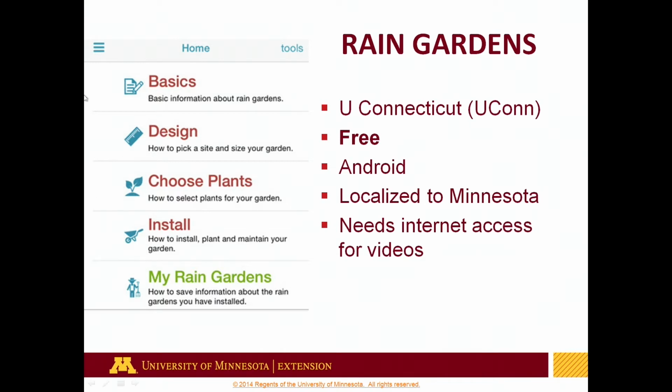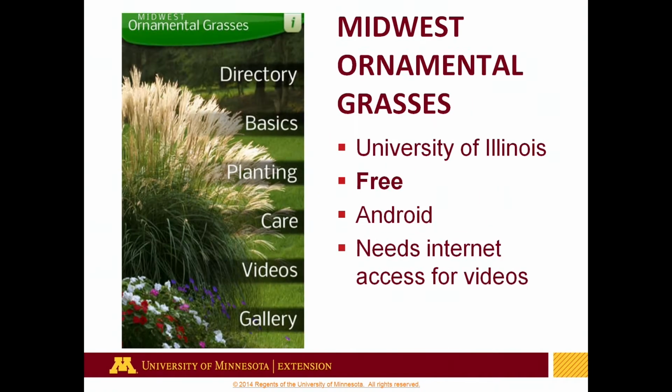It'll do everything, including videos, but it'll need internet access to show the videos, and the plant list is localized to Minnesota. So if you're interested in rain gardens, this is a nice free app. Ornamental grasses, University of Illinois. This has a nice directory, basics, planting care. It's videos. Again, it'll need internet access to show the videos.